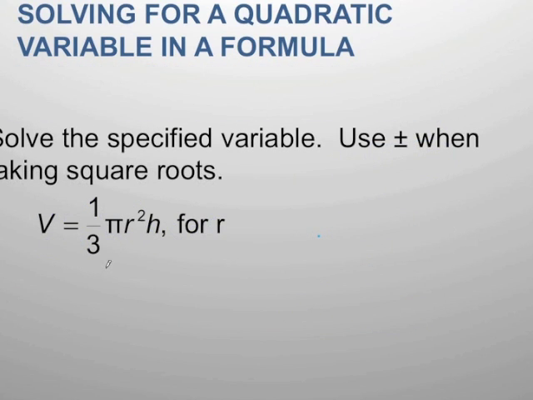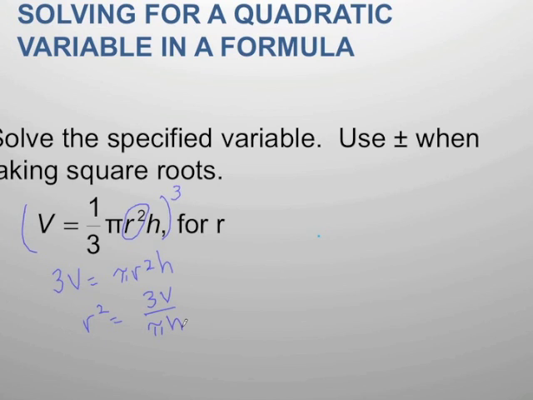I want to solve for the specified variable using plus or minus when taking square roots. So we're solving for r squared. The first thing I'm going to do is multiply by 3. So I'll end up with 3v equals pi r squared h. That means r squared is going to equal 3v divided by pi h.